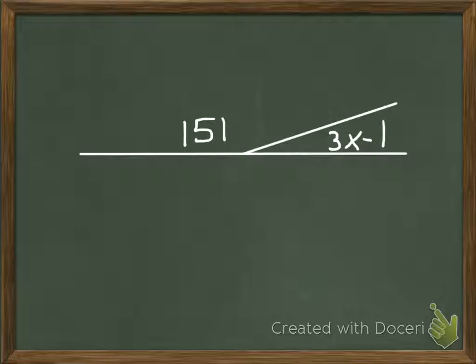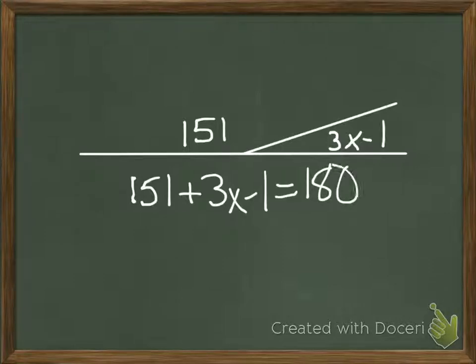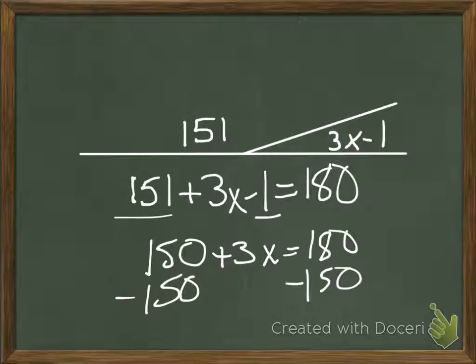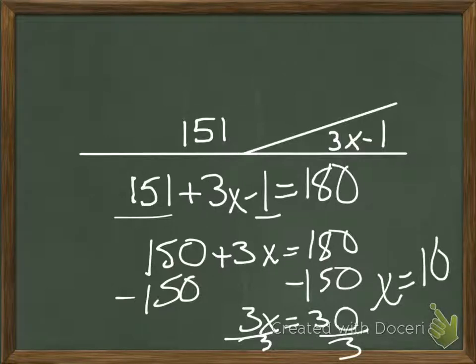Alright, so we know this angle over here is 151 plus our other angle, 3x minus 1, and we know that it equals 180 degrees. Combine your like terms. 151 minus 1, 150 plus 3x equals 180. Subtract 150, 3x equals 30. Divide by 3, and x equals 10. There we go. Supplementary angles, A plus B equals 180.